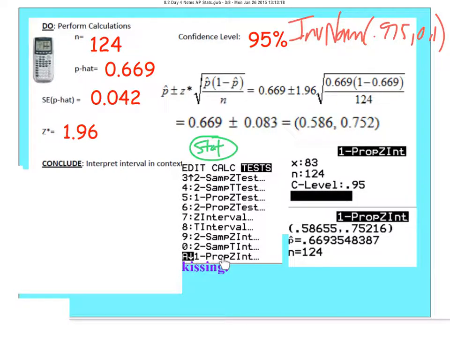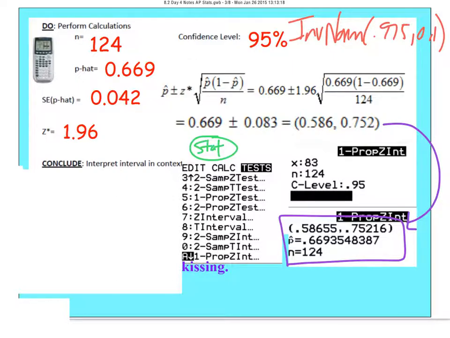If you click on this, it's going to ask you for this information. So it wants to know your X number of successes over N, how many trials you did. So we had 83 successes over 124. What confidence level do I want? I want 95% confidence. If you do that and hit enter, it is actually going to compute for you the confidence interval. So what it gives us is this. And this right here is the exact confidence interval.